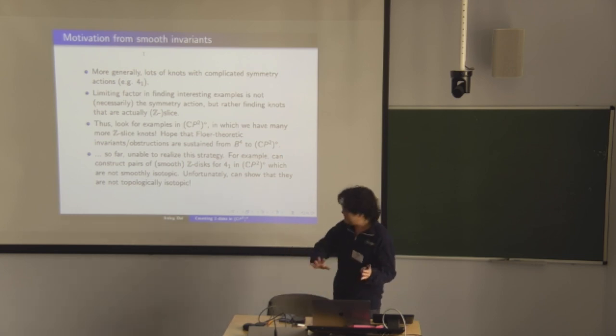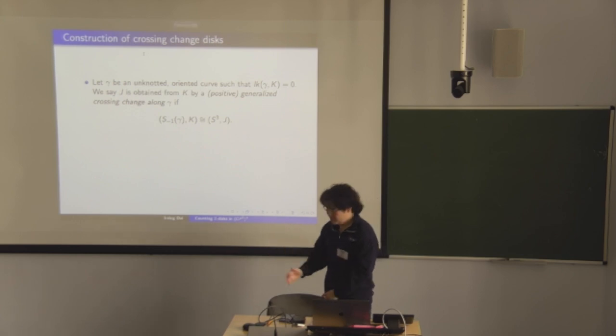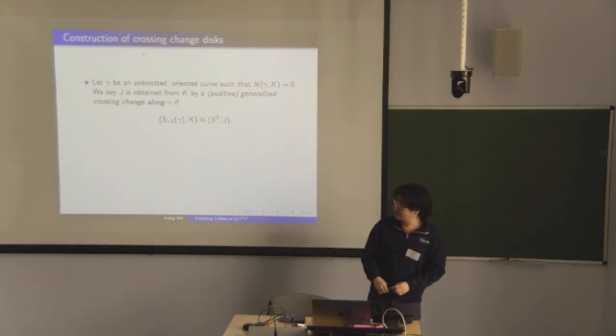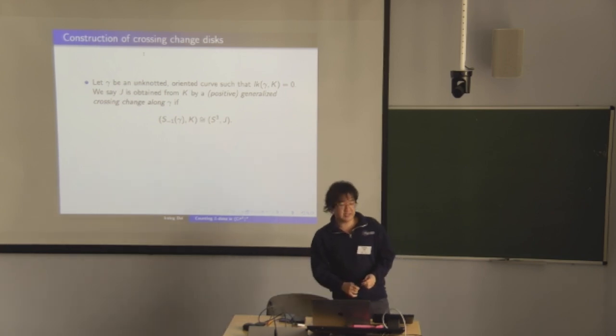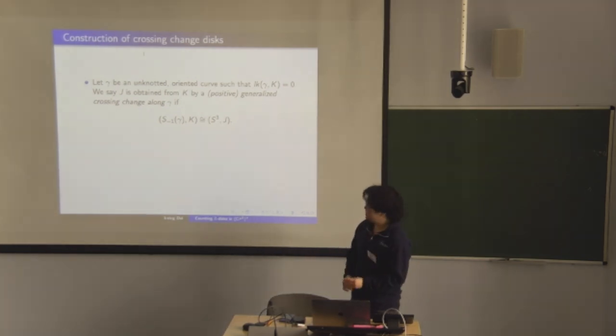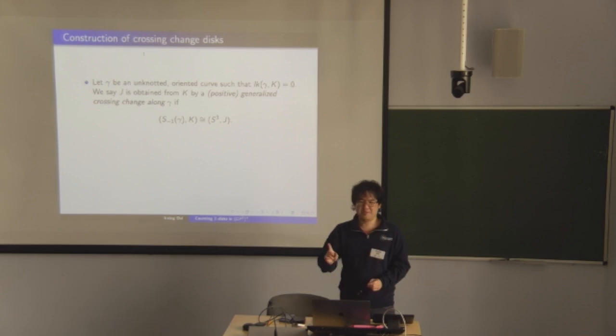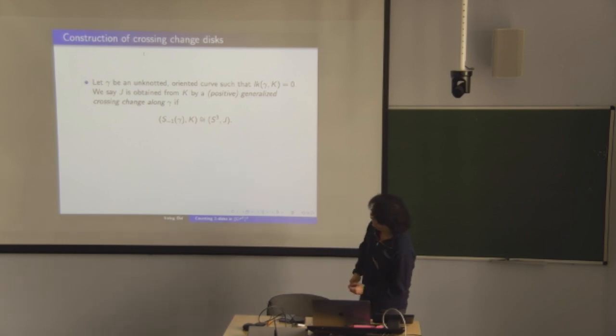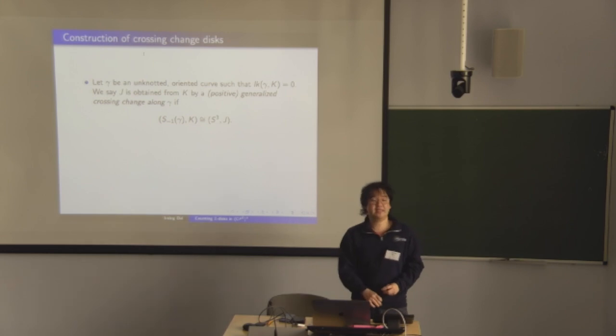So that was a long detour into my motivation for this question. Now let me tell you about the actual theorems at the beginning and explain a little bit about what's going on. Okay? Are there any questions before I continue? Okay. All right. So let me say more precisely what I mean by a crossing change disk.